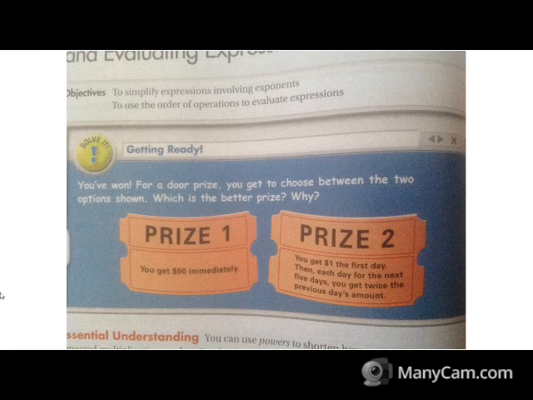So, the first day you get $1. Then each day for the next 5 days, you get twice the amount. So that means that the first day you get $1, right? First day you get $1. The second day, you get twice the amount of the previous day. So then you get $2. And then the third day, you get twice of that, $4. And then so on for the next 5 days.